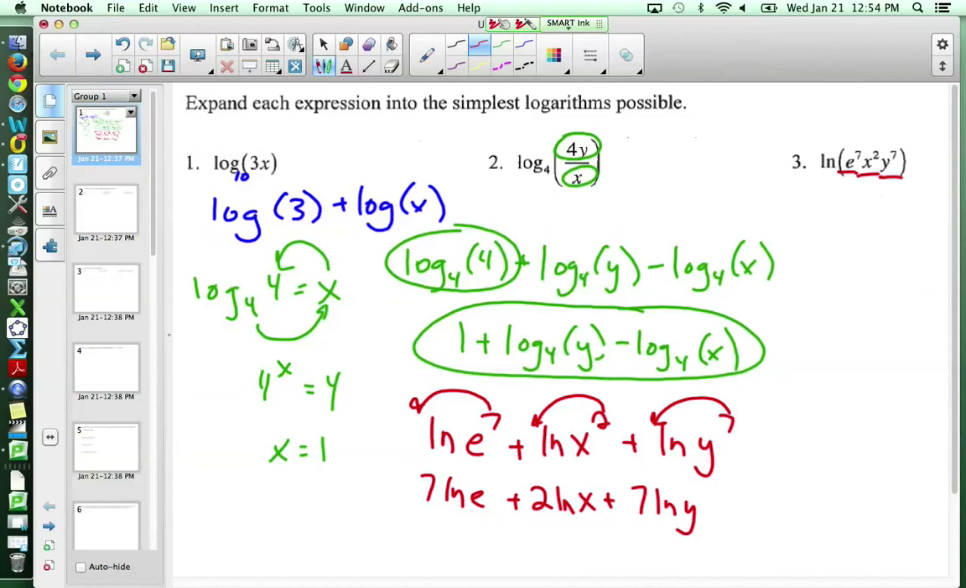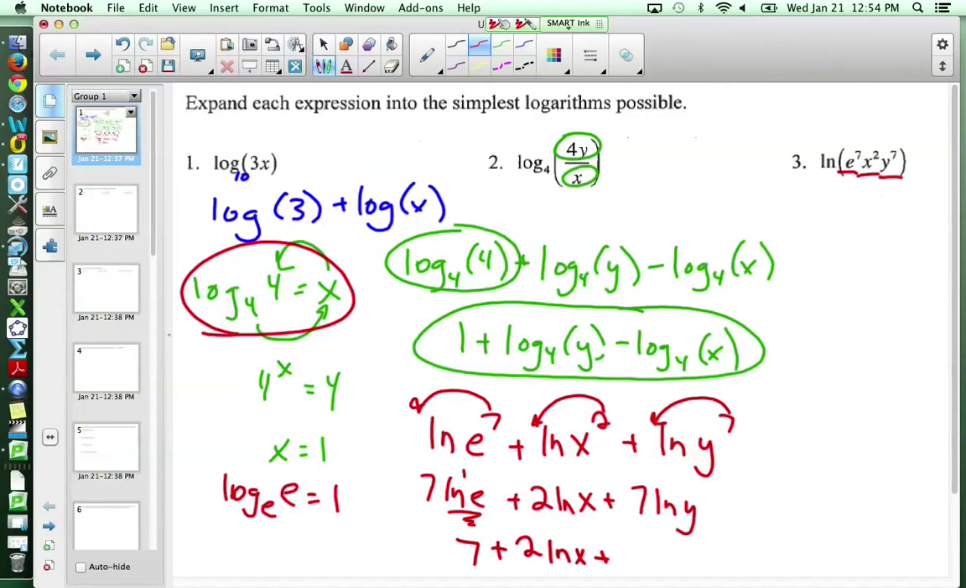We aren't quite done. There's one more thing that we can do. Look at the natural log of e. Similar to what we did over on the left with the log base 4 of 4, the natural log of e is a log with a base of e. So if we take the log base e of e, that's just going to equal 1. And so this ends up being 7 times 1, which is just 7. So we have 7 plus 2 times the natural log of x plus 7 times the natural log of y. This is the answer to number 3.